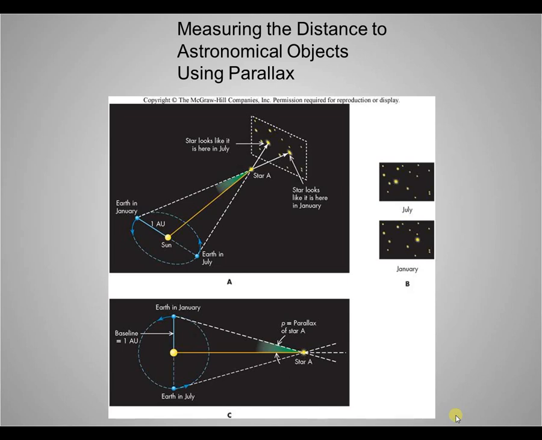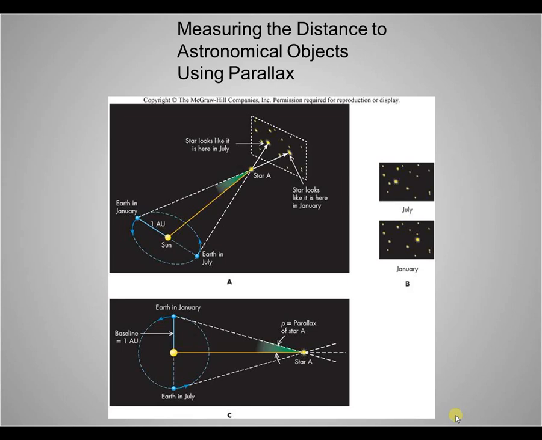Here's that same picture again, and now we're looking at it from on top rather than on the side. And here's the background stars. We see that this star seems to line up with this set of stars during one time of the year. But during this time of the year, if we look towards that star, it lines up with this set of stars. And so this is what we would see through our telescope.